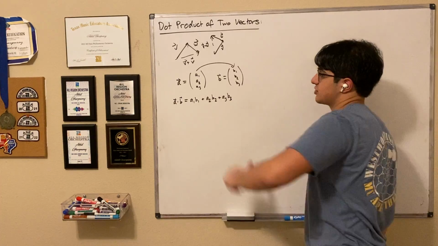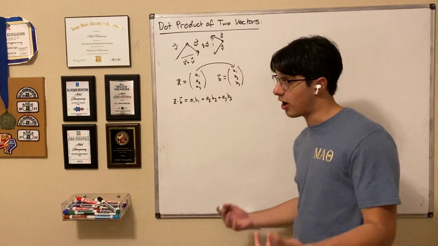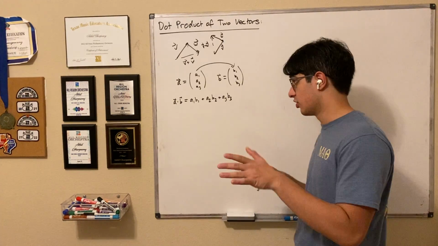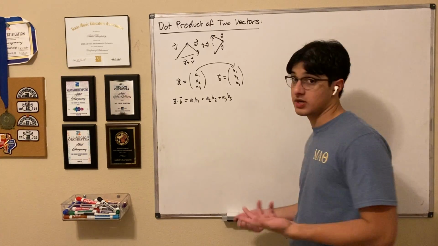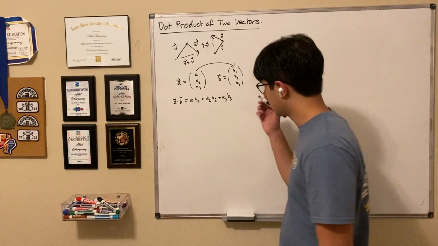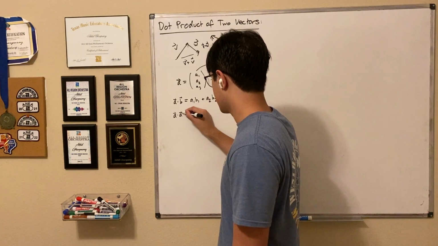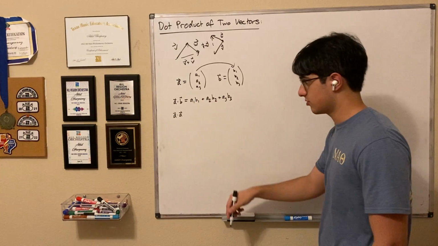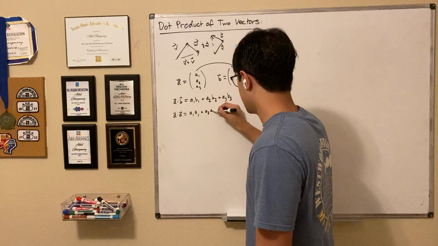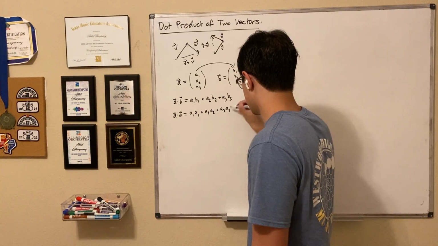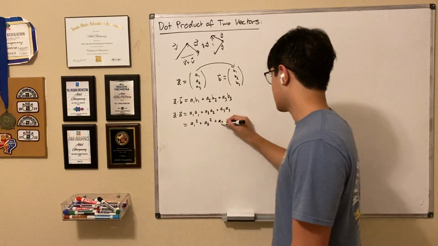You can use this definition to prove all sorts of properties. There is also a theorem that we're not going to do the proof for because it's a bit complicated, but you can use this definition for it. For example, let's multiply a vector A, a1, a2, a3, by itself. We get a1 times a1 plus a2 times a2 plus a3 times a3, and that works out to be a1 squared plus a2 squared plus a3 squared.